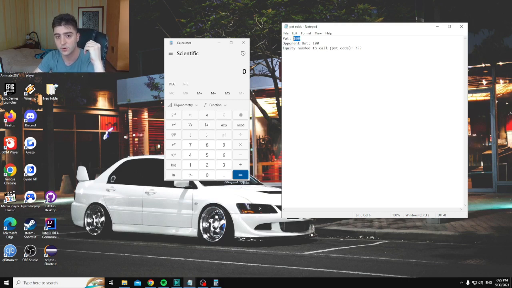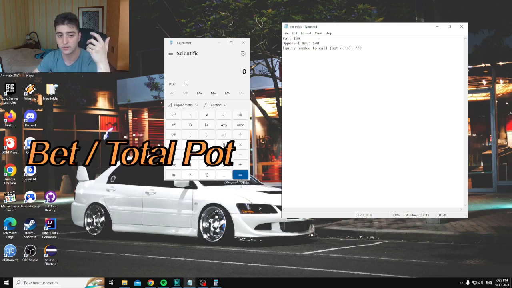So let's say we have a pot that is 100 and our opponent bets 100. The formula for calculating pot odds is to divide the size that you need to call, so the size of the bet, by the total amount that the pot would be if you were to call. So the pot right now is 100 and our opponent bets 100. So we need to call 100, so we divide 100 by the amount of the pot that it would be after we call. So 100 in the pot, our opponent bets 100, that's 200. If we were to call, the pot would be 300.